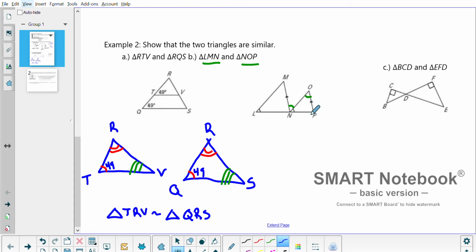So if I know that these three angles in this triangle are equal to 180, then P here must be congruent to N here, because I have the same measured angles that have to equal 180. So by this, now I can say that N and L are congruent, or ONP is congruent to NLM, and then I can also say LNM is congruent to NPO. So I can say that triangle LMN is similar to triangle NOP.